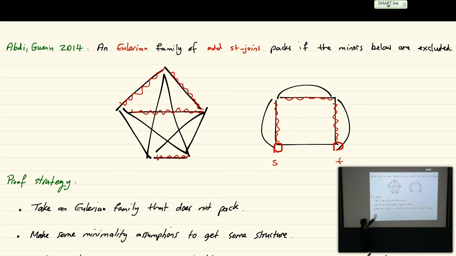So the proof strategy is we're going to start off with an Eulerian family of odd ST joins. And we're going to assume that it doesn't pack. And then what we're going to do is we're going to assume some harmless minimality assumptions to get some added structure to our problem. And then we're going to carefully pick an edge and build one of these two minors on top of that edge. All right, so let me get more specific.